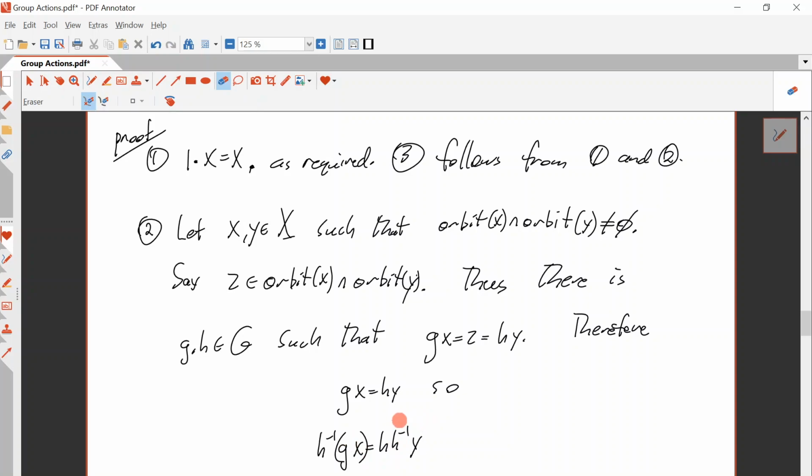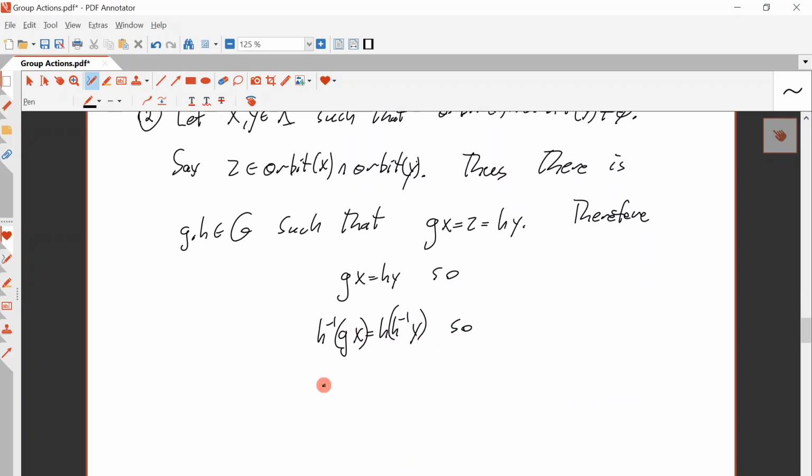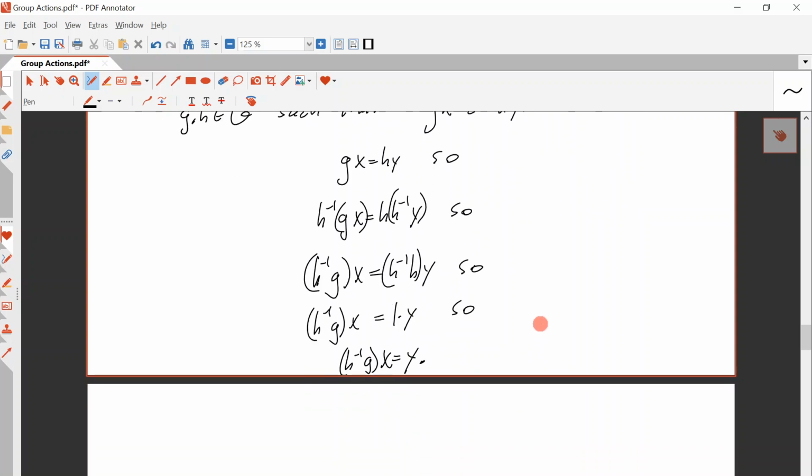Right, but then you can regroup things, right? So this becomes h inverse gx equals h inverse hy, and so that's the identity. And then the action of 1 on y is just to leave it alone. Therefore, y is in the orbit of x.